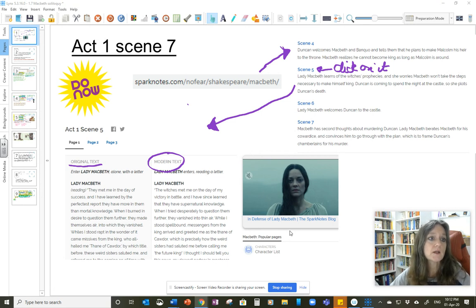And today we're going to be looking at Act 1, Scene 7, but not the whole scene. We've looked at most of the scene already. We're just going to be looking at one speech that Macbeth performs at the beginning of this scene because it's really, really important to his character development.